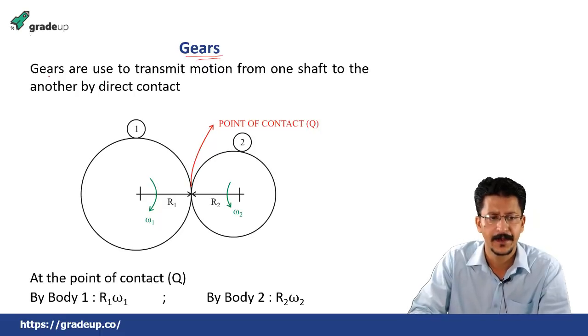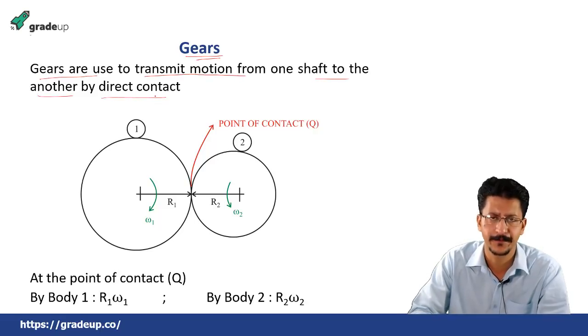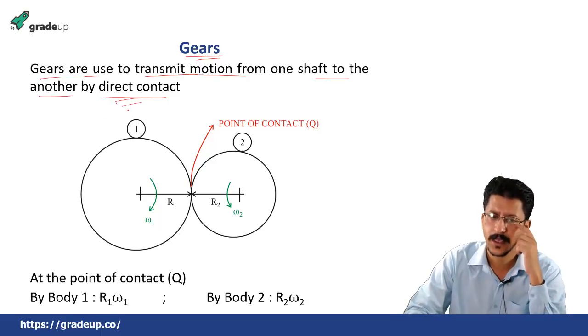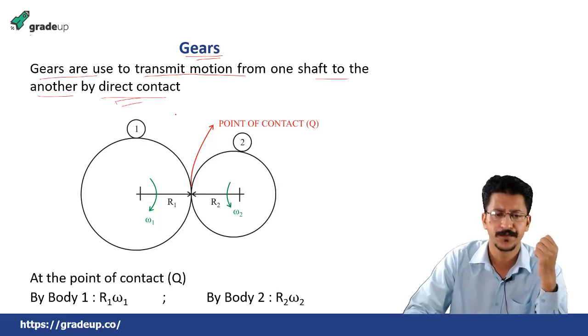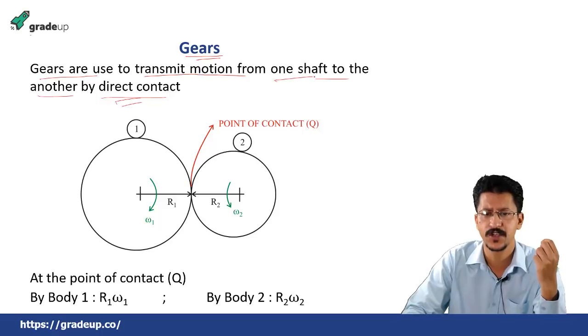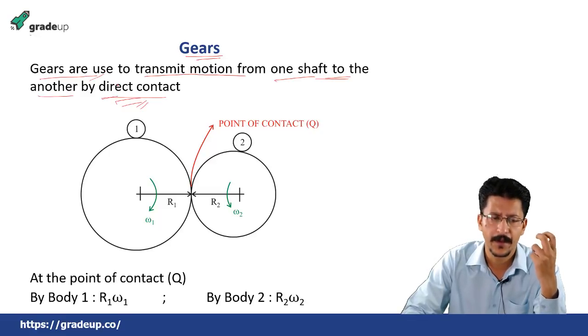Gears are used to transmit motion from one shaft to another by direct contact. You need to look at this point of direct contact because there are other transmission modes also, like belt drives, chain drives, and rope drives, in which also the motion is transmitted from one shaft to another, but direct contact is not there. So in the case of gears, one unique thing is that it transmits motion by direct contact.